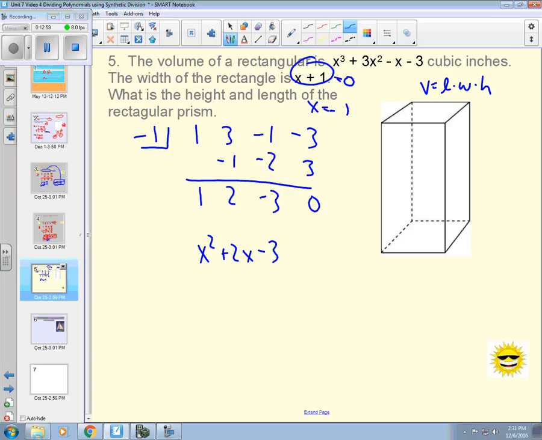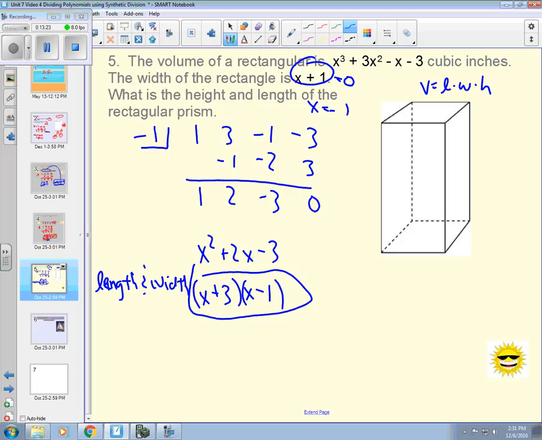So now what does this factor into? Looks like the two numbers that would multiply to negative 3 and add to 2 would be positive 3 and negative 1. So that would be the length and width. Length and width would be both of those. All right, and it looks like it's in inches.